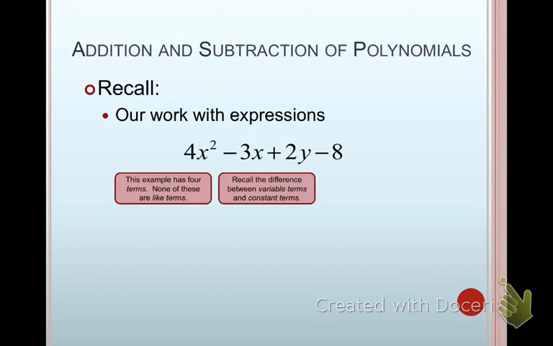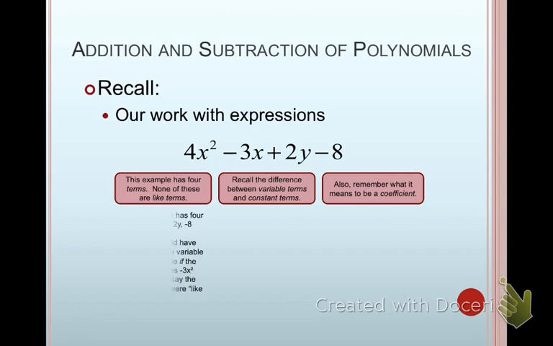Remember that there's a difference in variable terms and constant terms. Our constant term here would be negative 8, whereas our variable terms here would be 4x squared, negative 3x, and 2y. Also remember what it means to be a coefficient. The coefficient is the numerical portion of the term. So 4 is a coefficient, negative 3 is a coefficient, and 2 is a coefficient.